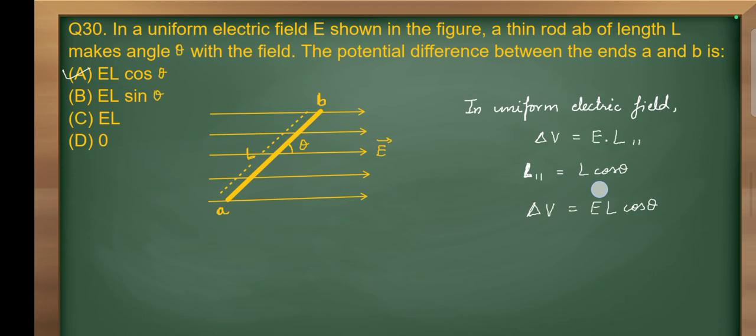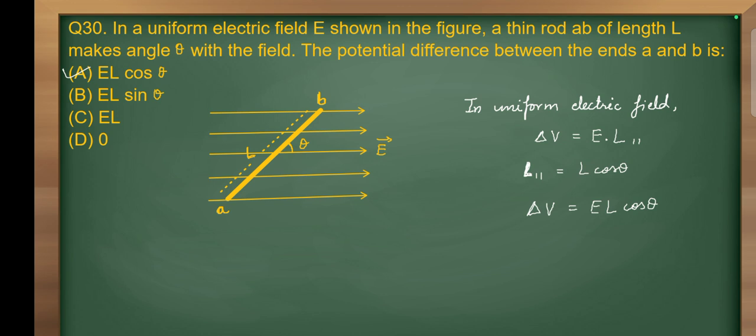Question number 30. In a uniform electric field shown in the figure, a thin rod AB of length L makes an angle theta with the field. The potential difference between the ends A and B is. In a uniform electric field, we know that change in potential is equal to E dot dl, or length. Here, the change in potential will be equal to electric field and the length parallel or in the direction of electric field. So the length will become L cos theta. So the change in potential difference will be equal to EL cos theta. So option A is correct.